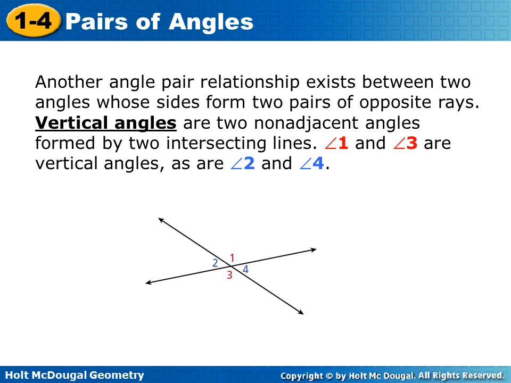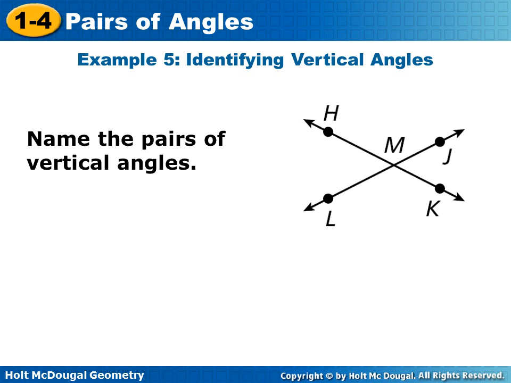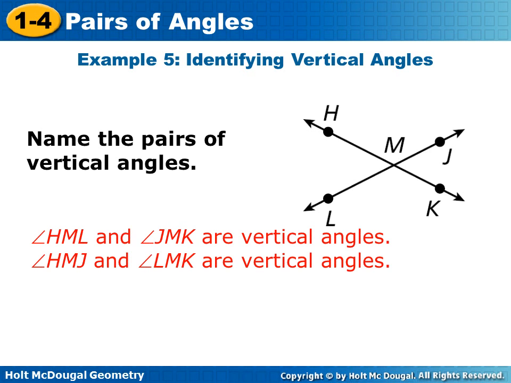So in this picture, angles 1 and 3 are vertical, and angles 2 and 4 are vertical. So they're on opposite sides of the x. Now we want to name the pair of vertical angles here. HML is one pair with JMK, and HMJ is vertical to LMK.